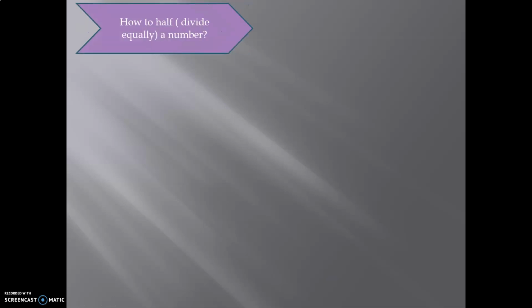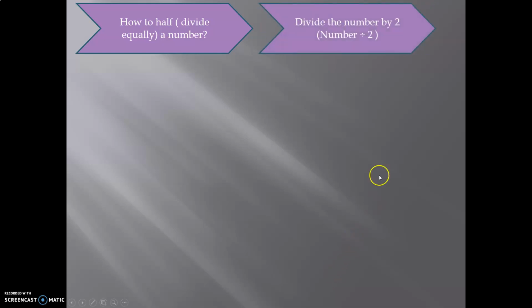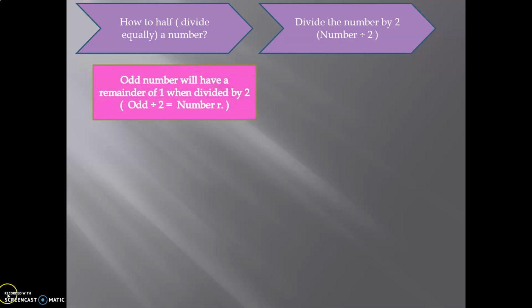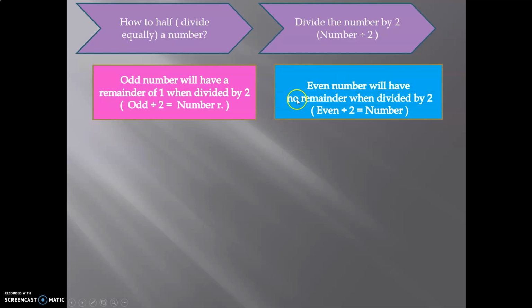Okay, let's come to our question. How to halve or to divide equally a number? How to divide a number into 2 equal parts? In this case, we need to divide the number by 2. We will take our number and divide it by 2. The odd number will have a remainder of 1 if you divide it by 2. But the even number will have no remainder when we divide it by 2.